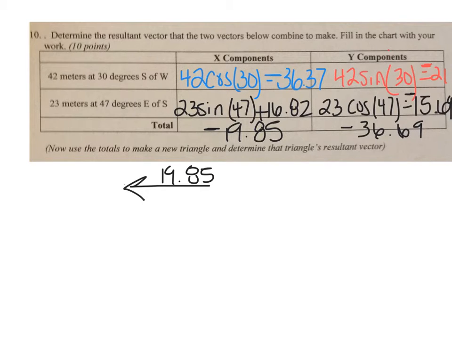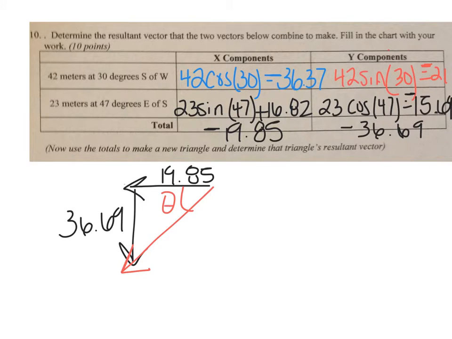Then you have a negative 36.69 on your y, so you're going to go down 36.69. Right? Your resultant vector is from start to finish, and then your angle is, of course, where you start at. So from here, it's all Pythagorean theorem, inverse tan. So Pythagorean theorem, it would be 19.85 squared plus 36.69 squared. Add that together, take the square root. You should get 41.72. Hopefully by this point in this unit, you can do Pythagorean theorem without a problem. So that is your magnitude.